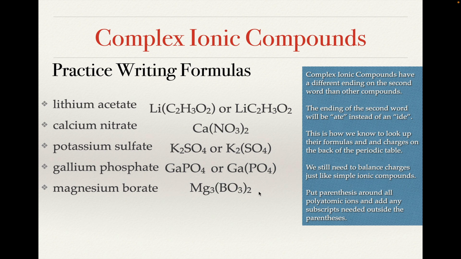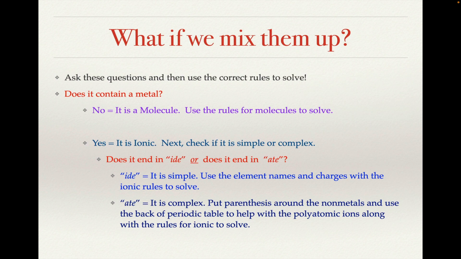Notice how it's the exact same process we did for simple ionic, except for the second thing is a group instead of a single element. So we just need to find that group, put them in parentheses, and if we need more of them, put the numbers outside like we did before, okay? Now that's pretty much it.